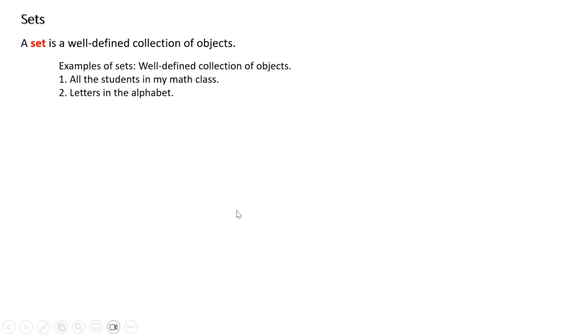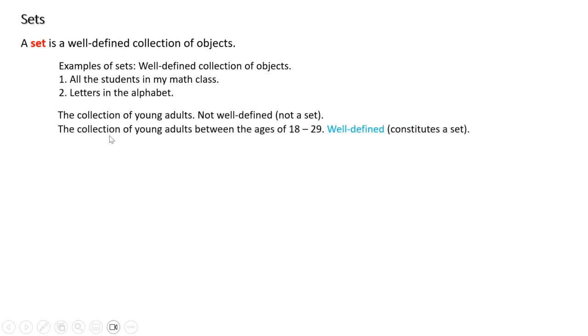Here's an example of something that's not well-defined, a set that's not well-defined. The collection of young adults. You see, that's not well-defined because young adults can be what? What age groups are considered young adults? That's why this is not a set. Now, how can we fix this one? By saying the collection of young adults between the ages of 18 and 29, now that's well defined. Just by adding between the ages of 18 to 29 makes it a set. Okay?